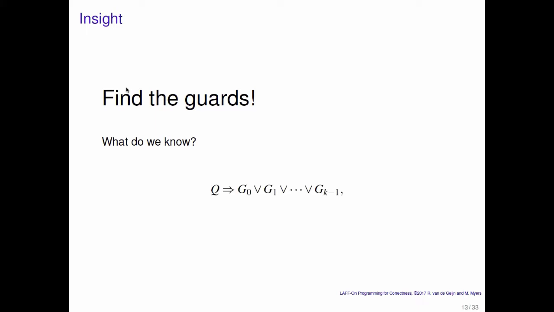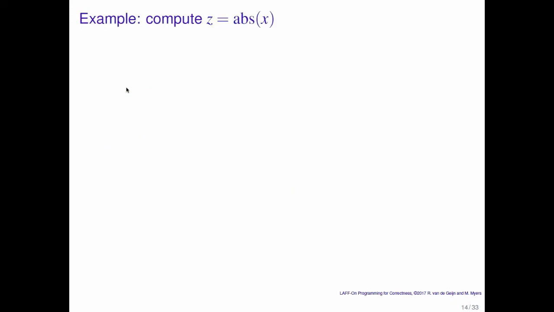Well, so what's the insight? Well, you need to find the guards. And what do we know? We know that Q must imply G0 or G1, etc. So you need to keep finding guards until that becomes true. So let's look at an example. The example is to compute z equal to the absolute value of x.